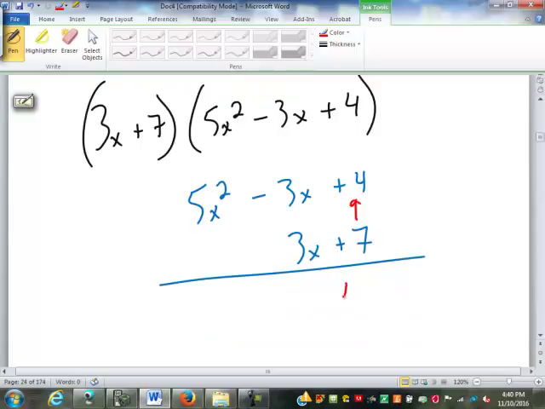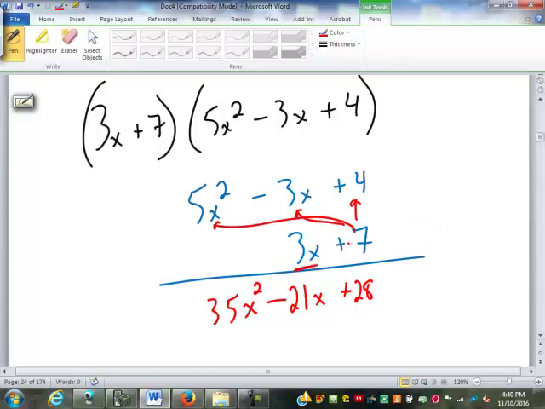7 times 4 is positive 28. 7 times negative 3x is negative 21x. 7 times 5x squared is 35x squared.